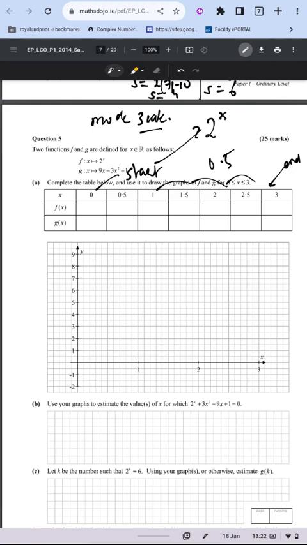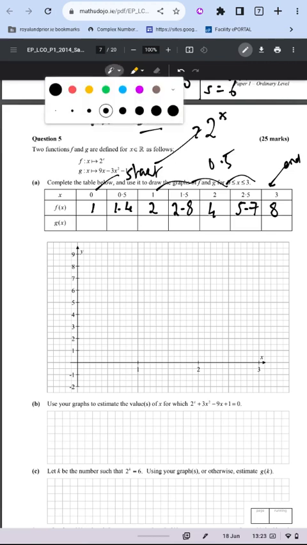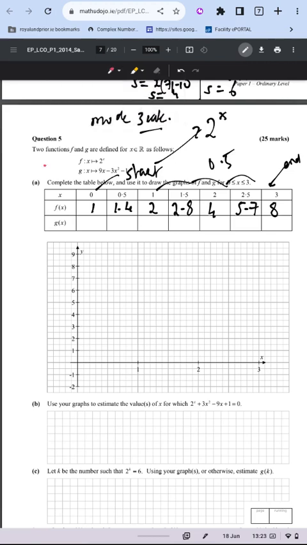And when you do it, again, I'm just looking at the answers in the back of the book. I'm getting 1, 1.4, 2, 2.8, 4, 5.7, and 8.